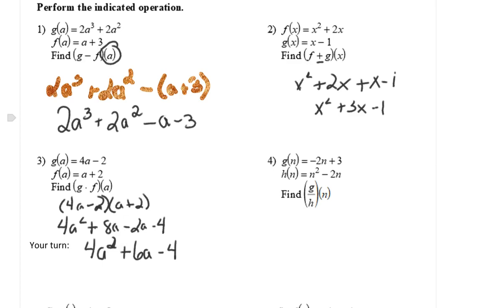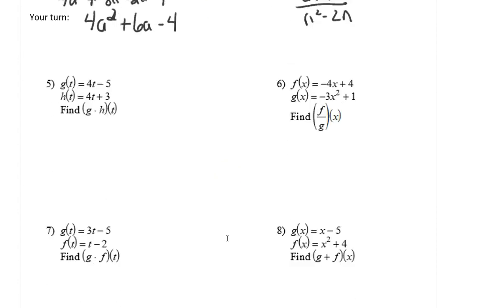For number 4, you're doing g divided by h. So you just take the first function, negative 2n plus 3, and you divide by n squared minus 2n. And there's really nothing else you can do there. There's no simplification that you can do for that one, so you're done at that point. Now in class, there's one extra step I might ask you to do from this problem, which is to state the domain. But we'll get to that in class. All right, so now this is your turn. You can press pause and try to do the next one on your own, or you can continue with the video and come back and do the ones for your turn later.